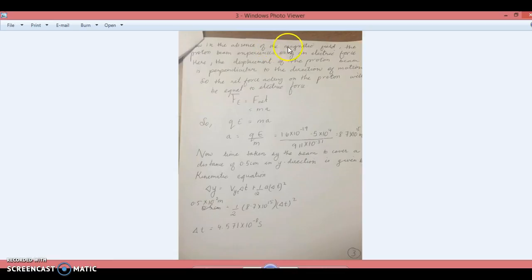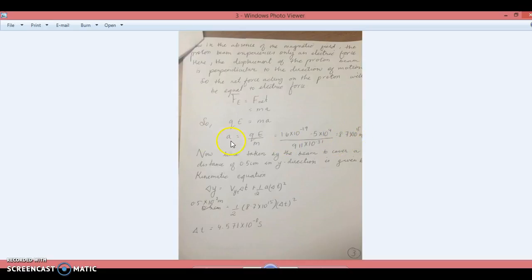Now, suppose in the absence of a magnetic field, the proton beam only experiences electric force. So electric force equals F net. F net, as we know from Newton's second law, equals ma. So QE equals ma. Then we can calculate the acceleration of that proton, which is QE over m, which calculates to 8.7 × 10⁻¹⁵ meters per second squared.